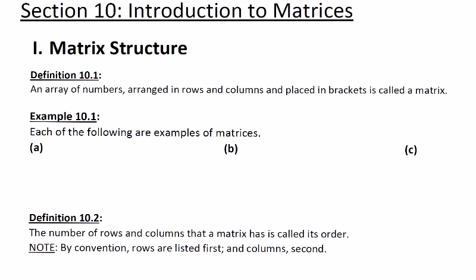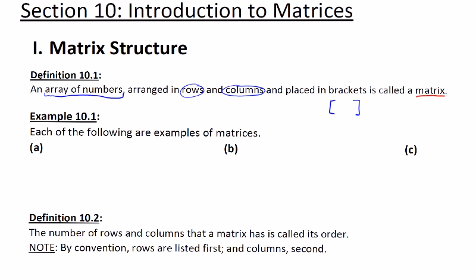It says an array of numbers arranged in rows and in columns and then placed in brackets. So the brackets that we're referring to here are going to be the square brackets, which are similar to the ones that we would use in interval notation, but this is not going to be interval notation. This is going to be another use of the square bracket. This is what we call a matrix.